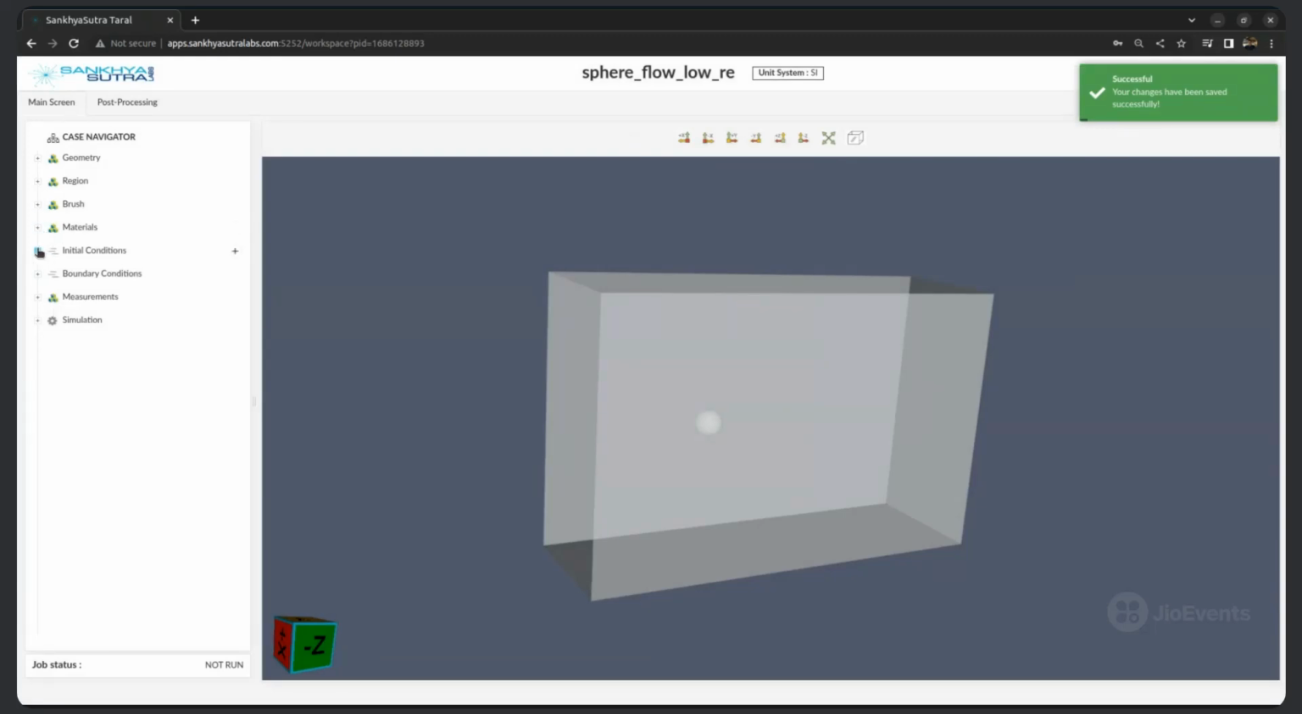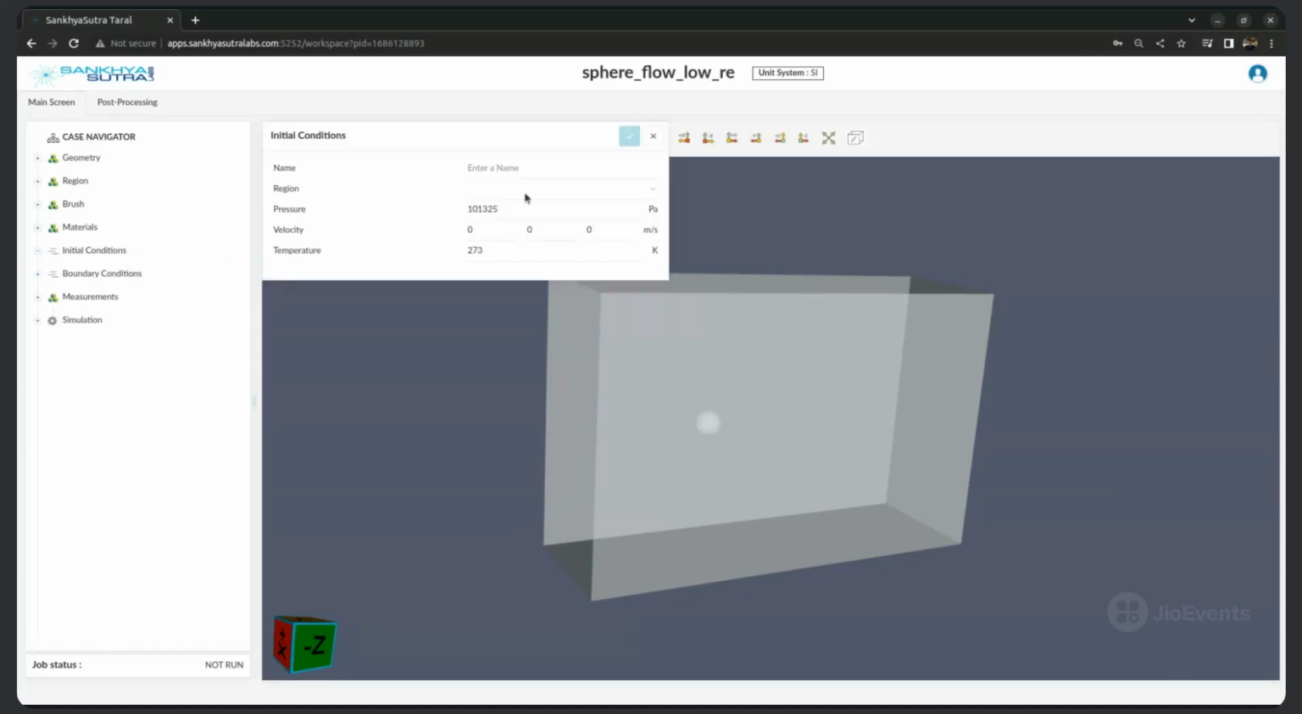So the only thing left for us to do is set up our initial and boundary conditions and whatever measurements that we want to save. So I said I wanted uniform flow, right? So I'll set up an initial condition called uniform flow. And I say I want to apply it only to the region that I want to simulate. I'll give it an initial velocity of whatever corresponds to my Reynolds number of 100.